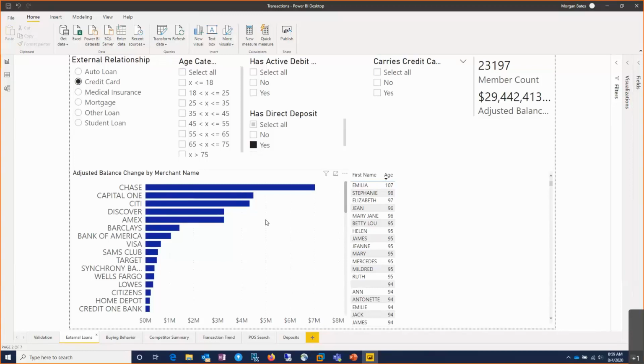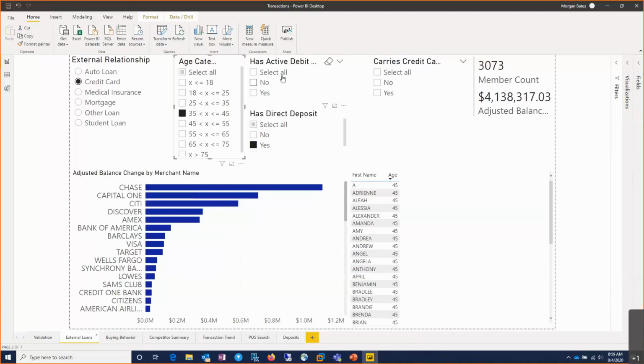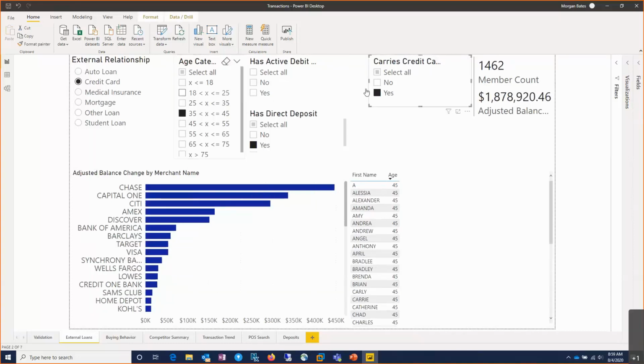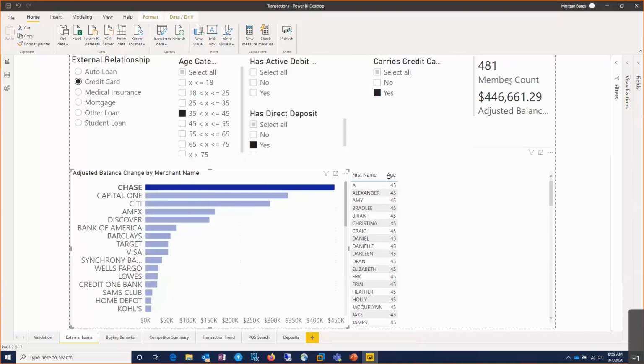In this example, we're looking at credit cards, and we can do a lot of filtering to get into very specific groups. Say they have a credit card between 35 and 45, they carry a credit card balance, and they're with Chase. There's 48,481 members who had that specific situation that you can be very, very targeted in your language and your offers.